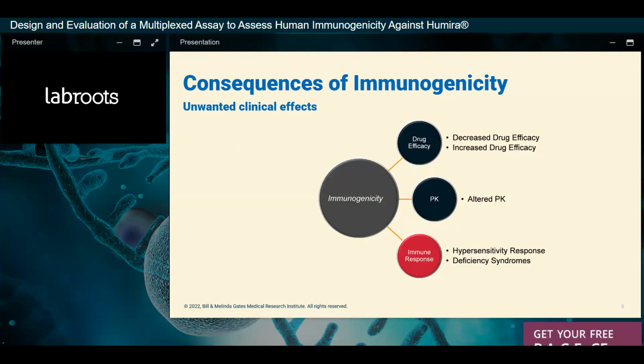Another consequence of this immunogenicity is what we refer to as unwanted clinical effects. Some examples are those where you can get hypersensitivity type responses, you can get deficiency syndromes, and other things that can have severe clinical consequences.